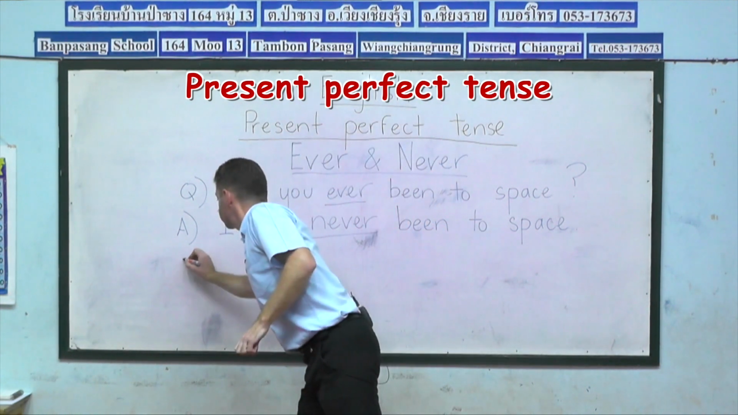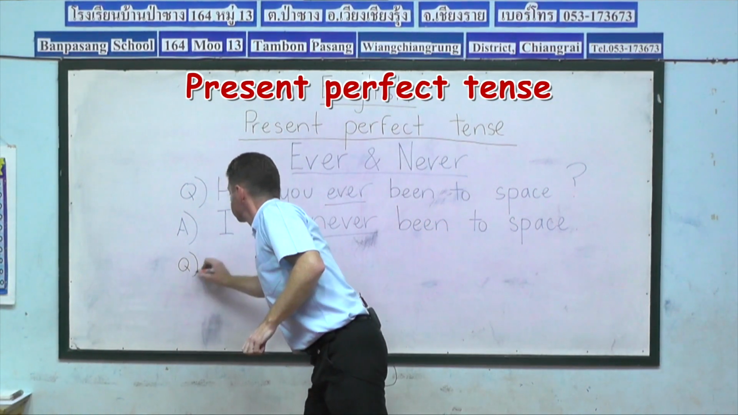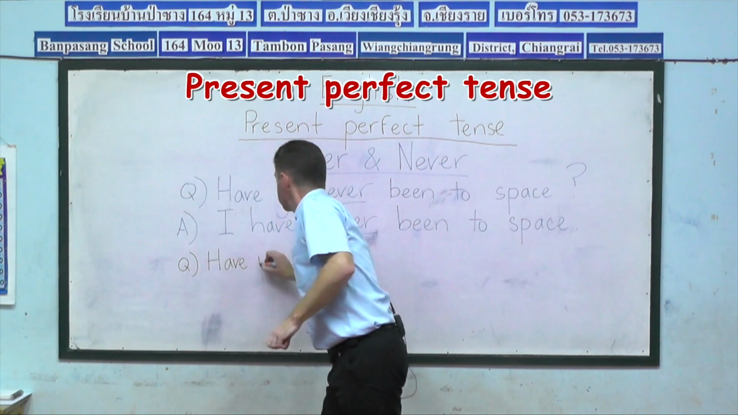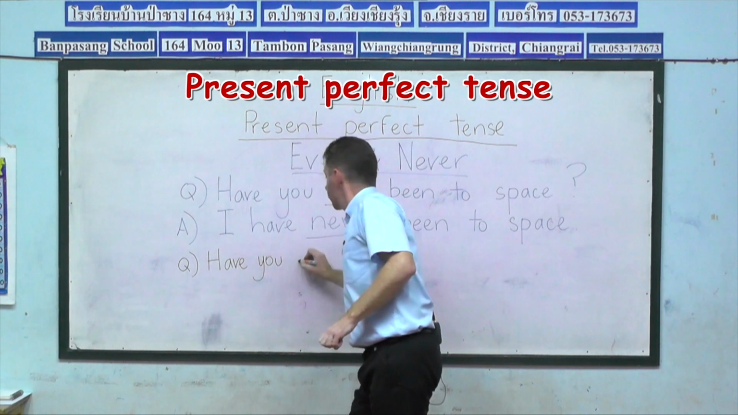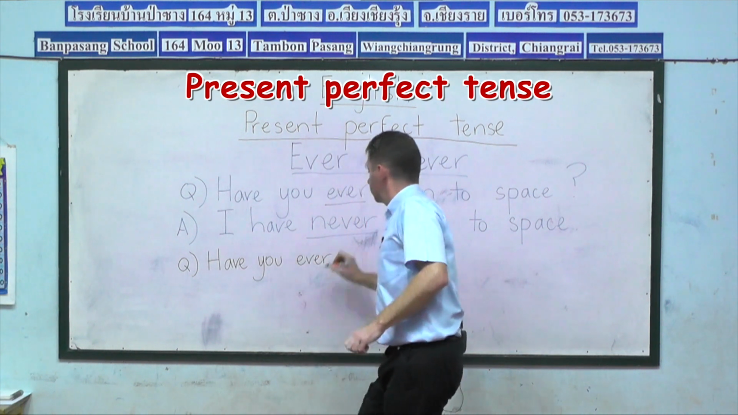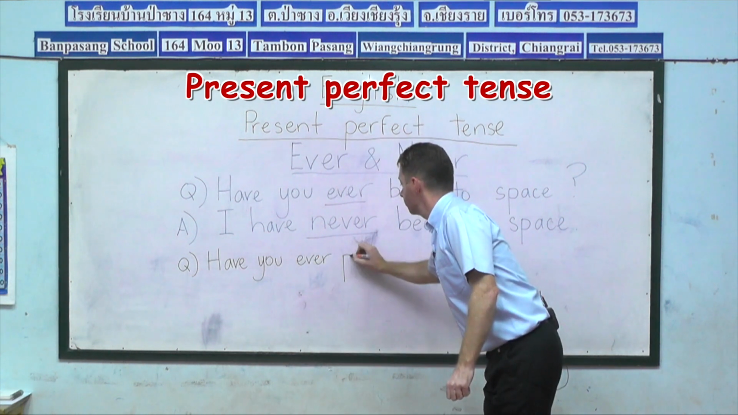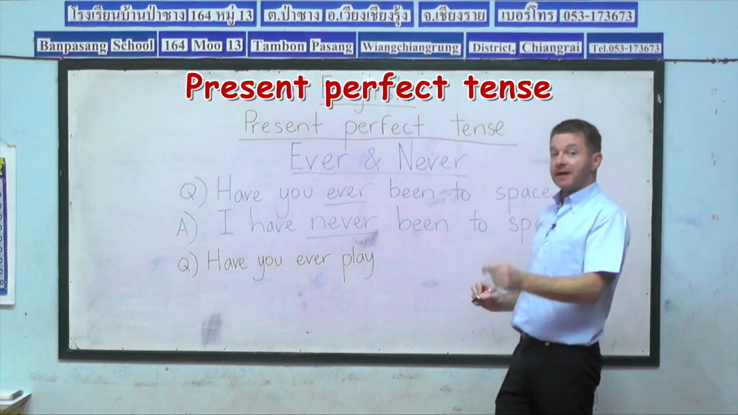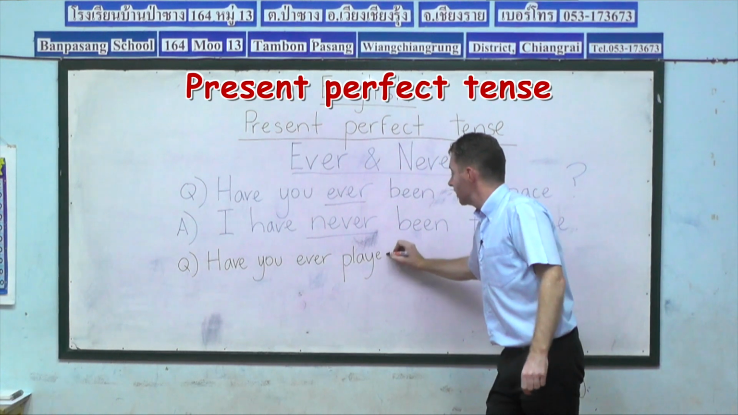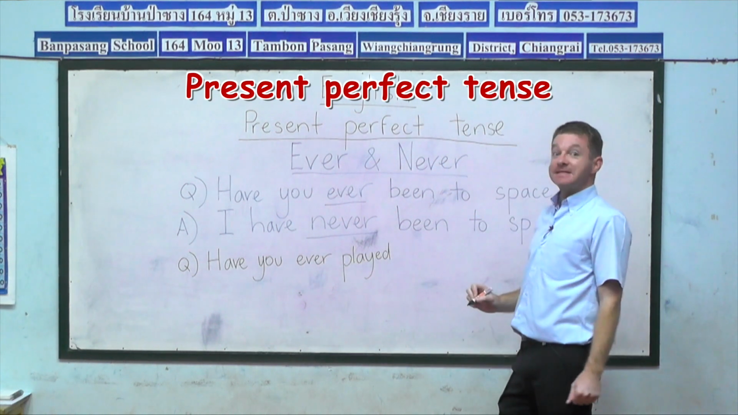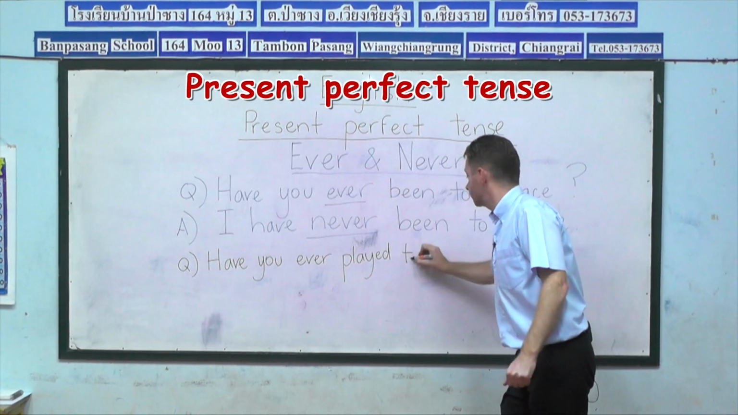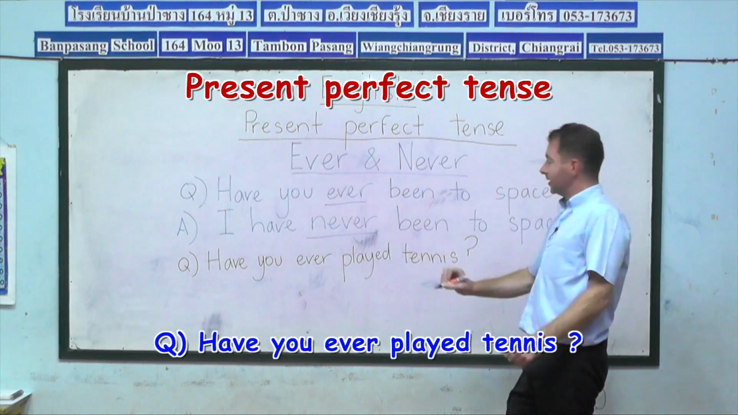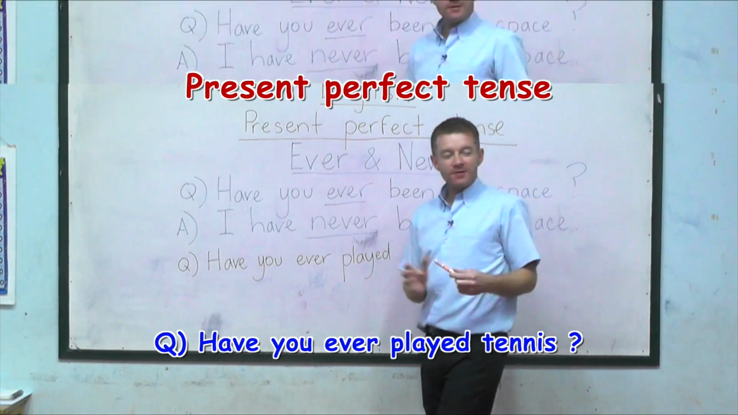So the question, have you ever play? Now we have the verb play, but in the past tense, because it's a regular verb, it becomes played tennis. Okay, tennis, good. T-E-N-N-I-S. Now let me think. Who can this question go to?